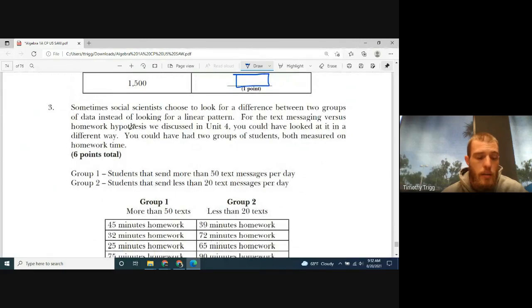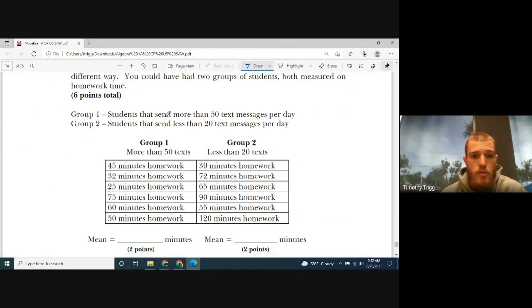Okay. Question 3. Follow along as I read aloud. Sometimes social scientists choose to look for a difference between two groups of data instead of looking for a linear pattern. For the text messaging versus homework hypothesis we discussed in Unit 4, you could have looked at it in a different way. You could have had two groups of students, both measured on homework time. Group 1, students that send more than 50 text messages per day. Group 2, students that send less than 20 text messages per day.